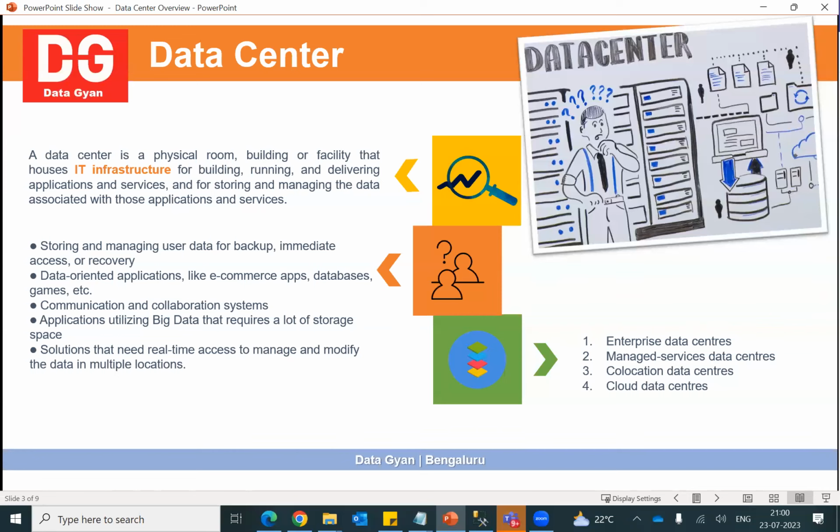And the cloud, we always know it: everybody has Facebook, right? Gmail or Instagram. So there is a space. You are saving a photo, there is a space you are taking from the cloud. That space is coming from the cloud data center.